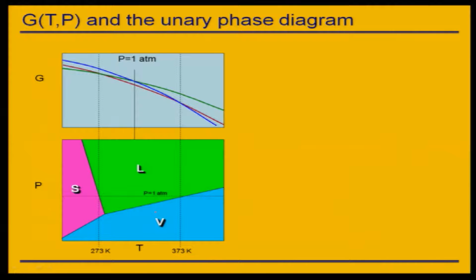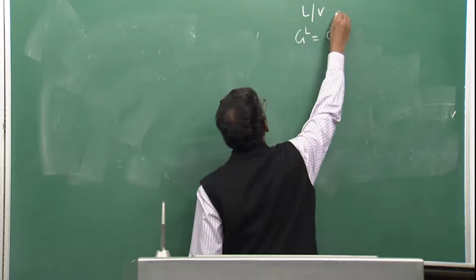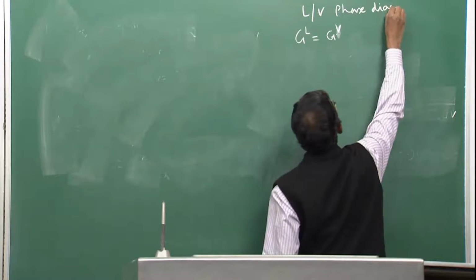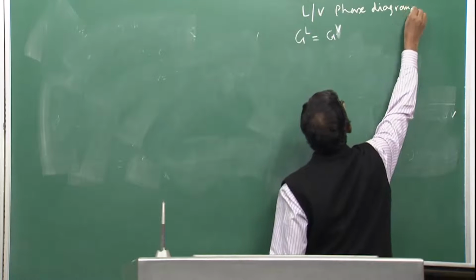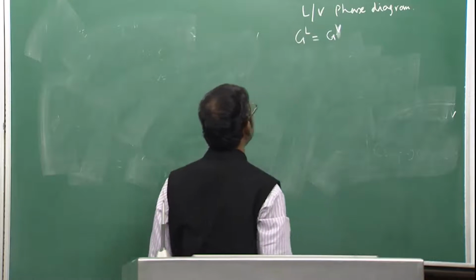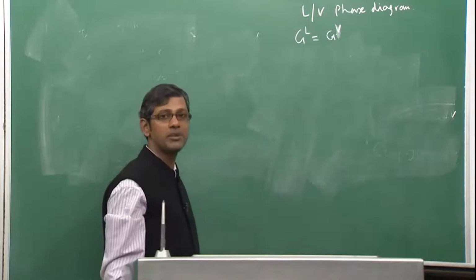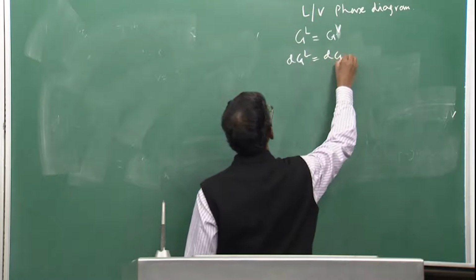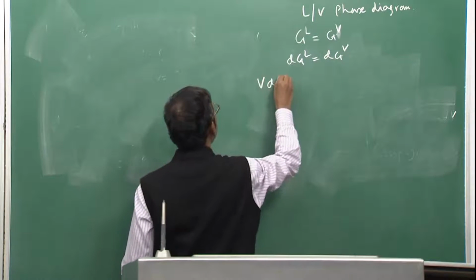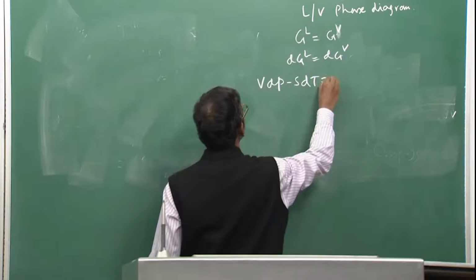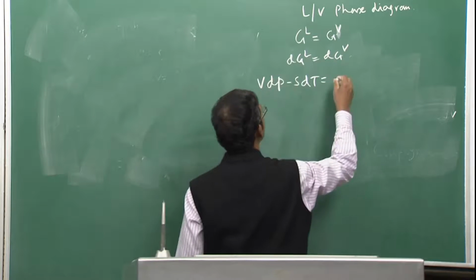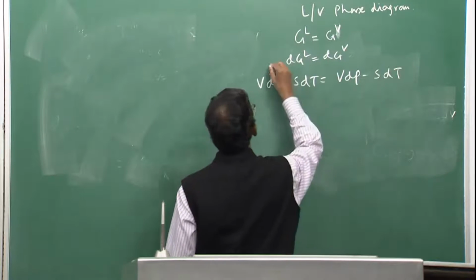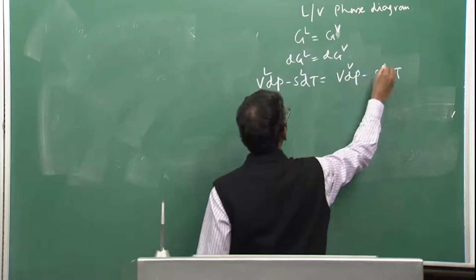So for a liquid vapor system, liquid vapor phase equilibria, along this liquid vapor phase equilibria line, the free energies of liquid and vapor will be the same, that is very easy to understand. So therefore the differential also will be the same. So therefore V dP minus S dT, that is why I have derived this expression in the class before, V dP minus S dT, this is liquid, this is liquid, this is vapor, this is vapor.